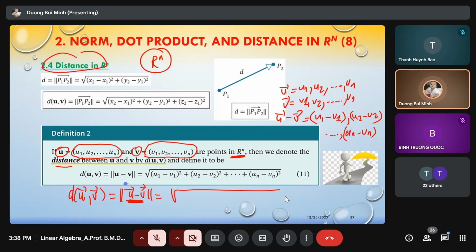Okay, so the norm of vector u minus vector v is, so now we have vector u minus vector v, so it's very easy to take the norm, right? So we have (u1 minus v1) squared plus (u2 minus v2) squared, plus and so on, plus (un minus vn) squared.